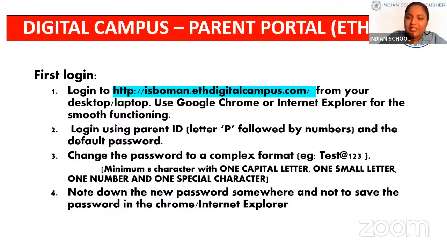Now, the first login, what are the instructions? I'll just go through it fast. The first step is to go to our website isboman.com and click on the school portal. It will take you to the link isboman.ethdigitalcampus.com, and we recommend you to use Google Chrome or Internet Explorer because it works better with this application. Then the login details, just like the Google Classroom details, you will get the parent portal ID and default password in the mail.